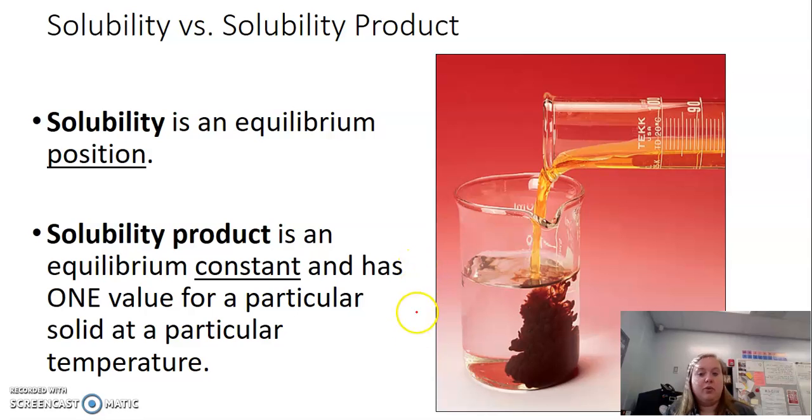Okay, and here's again some vocabulary. When we talk about solubility, that is an equilibrium position. So remember, that can change, and equilibrium positions deal with concentrations. If you are ever looking at a question and it refers to something called the solubility product, that's an equilibrium constant, and there is one value for a particular solid at a particular temperature. So this is your Ksp values. Those are your solubility product, whereas solubility is just an equilibrium position, so that can change.